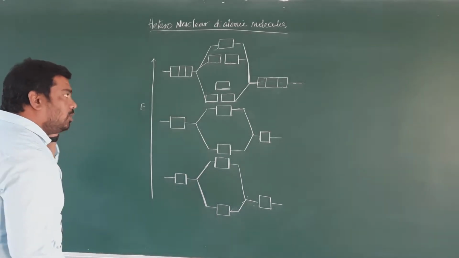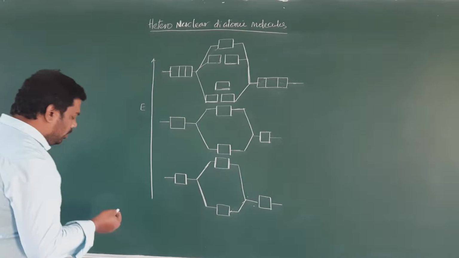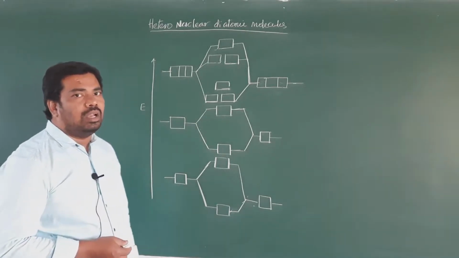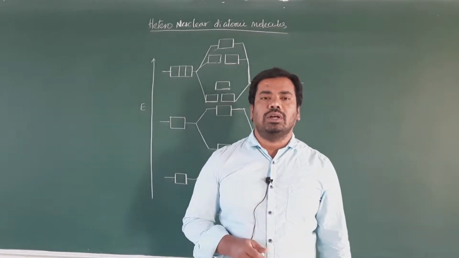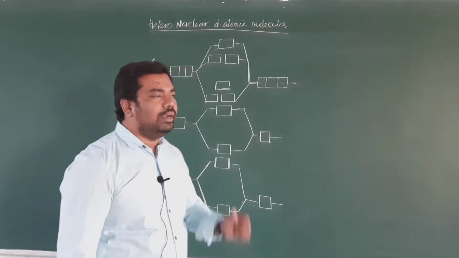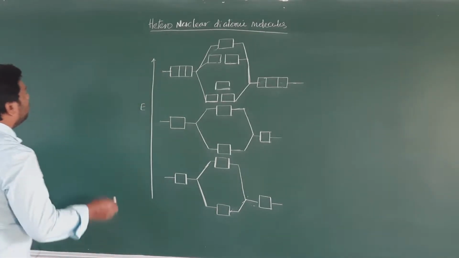So what are heteronuclear diatomic molecules? Heteronuclear diatomic molecules are nothing but diatomic molecules of two different atoms. The diatomic molecules of two different atoms are called heteronuclear diatomic molecules. Clear, students?